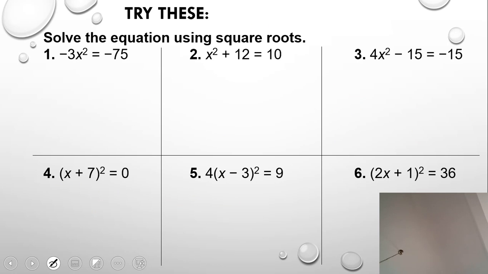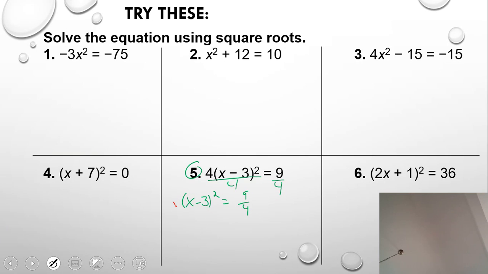I want to take a look at an example like number 5, because on number 5 there's a couple things happening here. You notice how the x squared is not by itself, so we have to start by dividing 4 on both sides here. Now we're going to be left with x minus 3 squared equals 9/4.